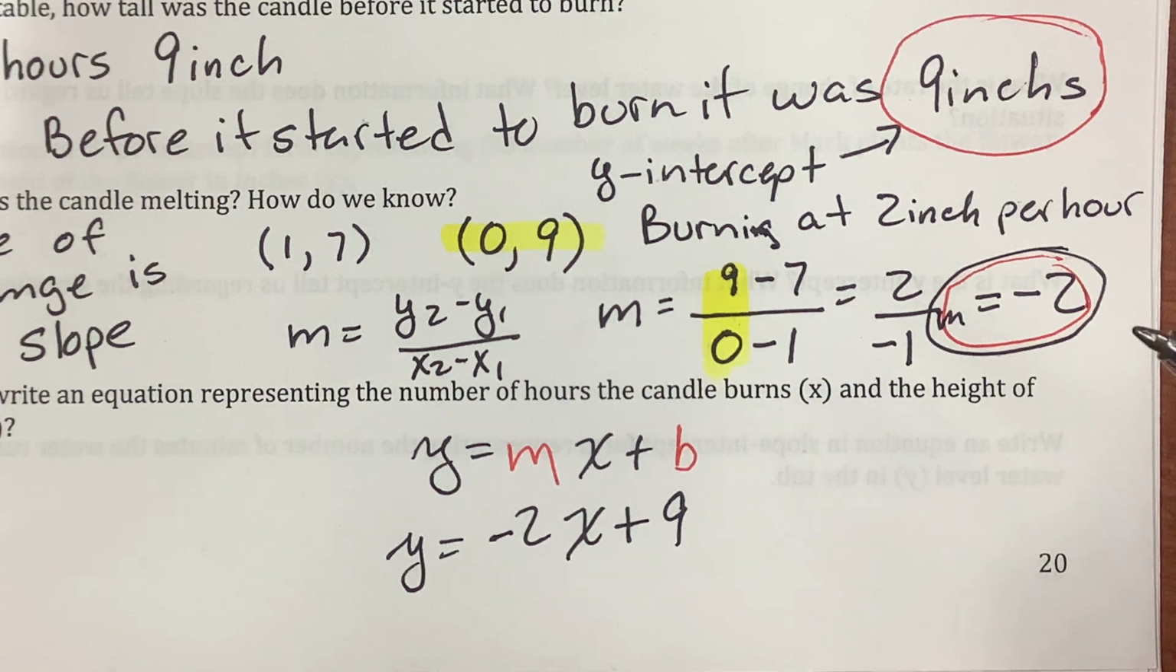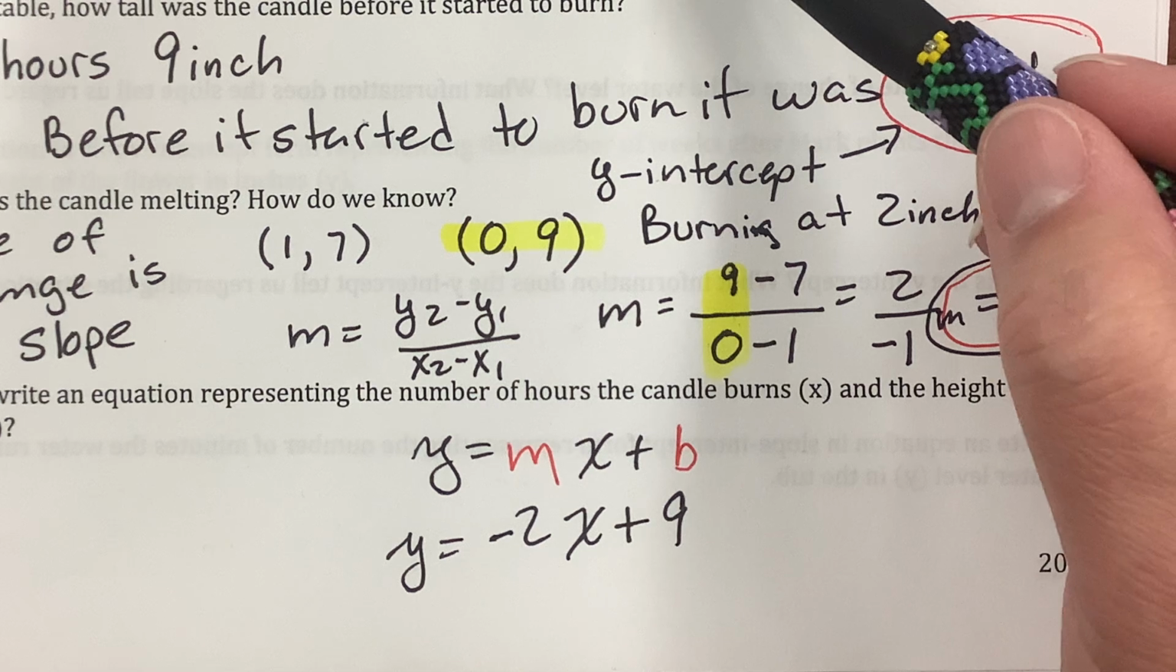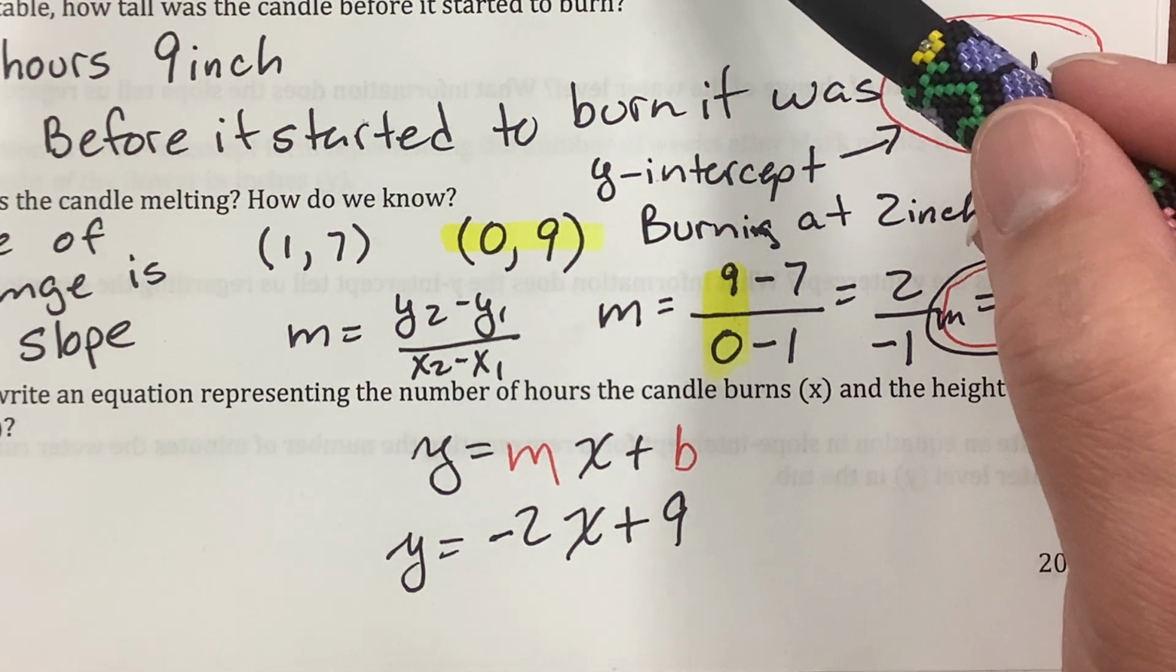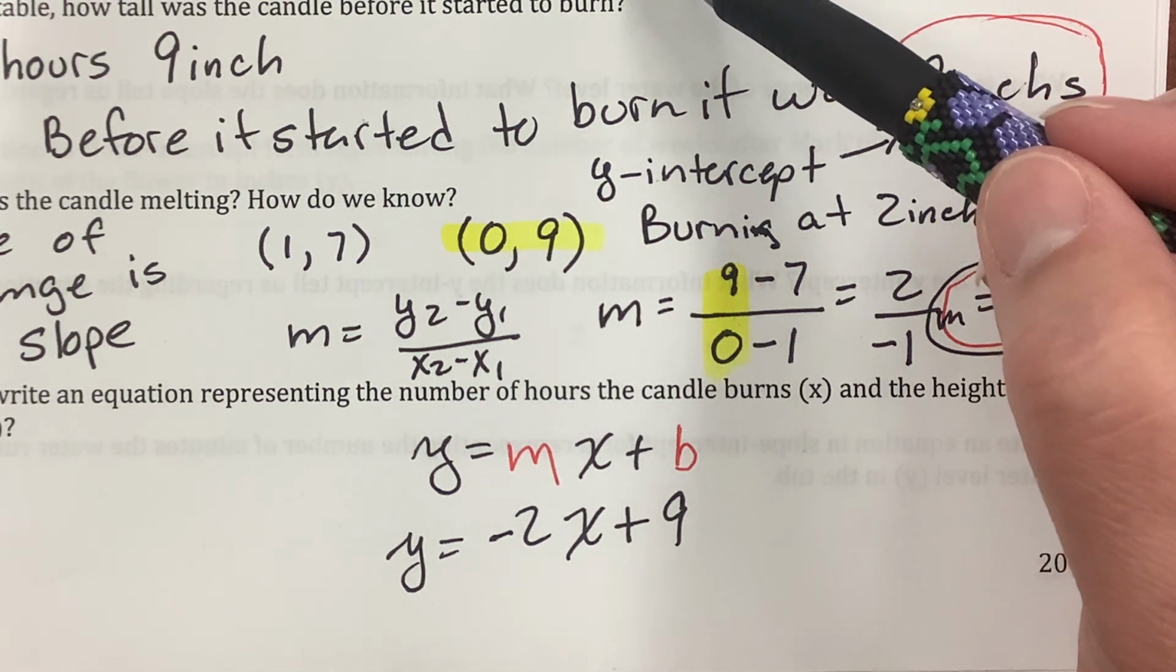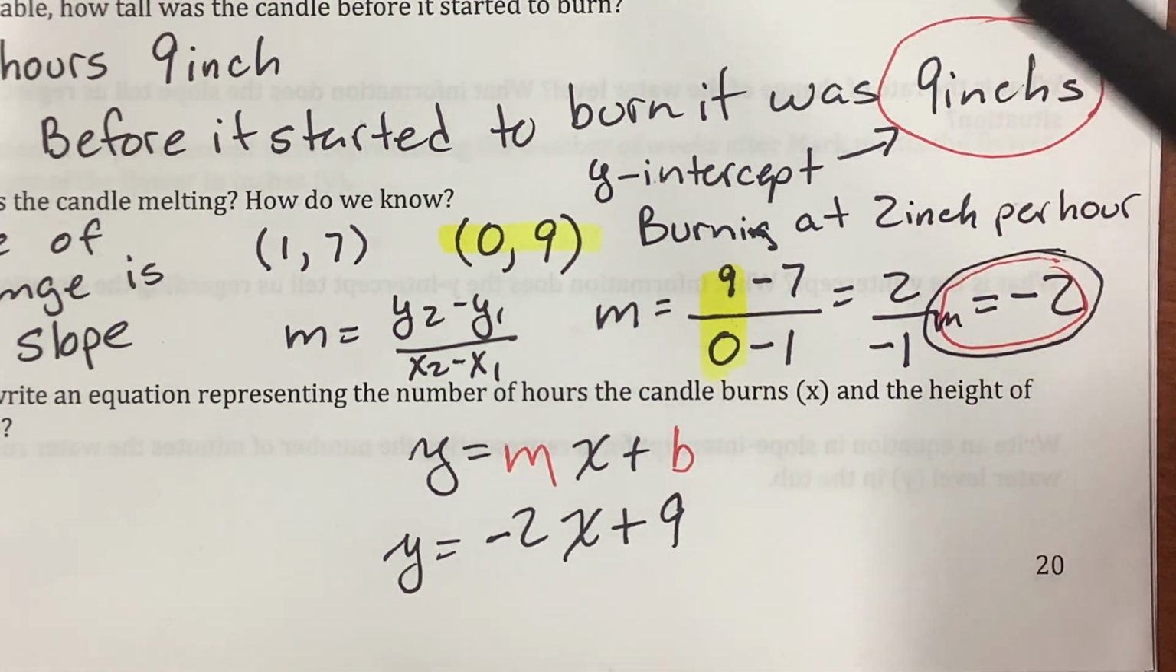So let's check a problem just to make sure. Let's do 3. -2 times 3 is -6. -6 plus 9 is 3. The height of the candle after 3 hours is 3 inches. It worked. So you could check any point just to make sure that your equation is working. Let's keep going. Try the next page.